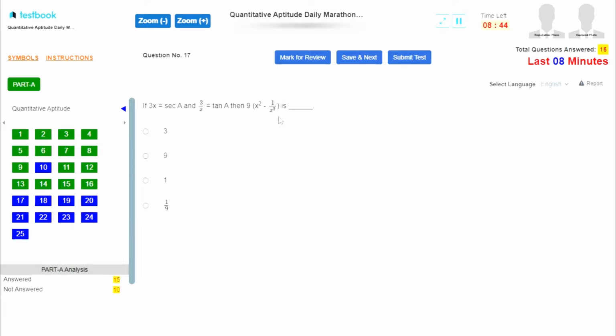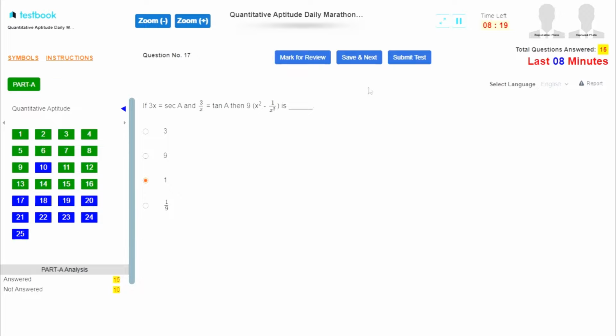3x is equal to sec a, 3 by x is equal to tan a. x square minus 1 by x square. Sin a, cos a, no. Let's say 9 sec square a minus 9 tan square a is equal to 1. Sec square a is 9x square, tan square a is 9 by x square.